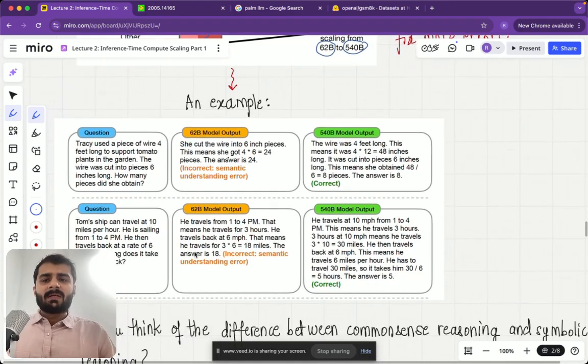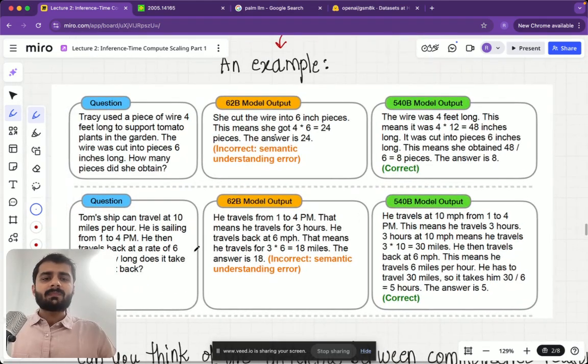Okay, so here is an example of how the larger model gives a correct answer compared to the smaller models. The question we are asking is that Tracy is using a piece of wire which is 4 feet long, and the wire was cut into pieces 6 inches long. Okay, how many pieces did she obtain? So we know that 1 foot is 12 inches.